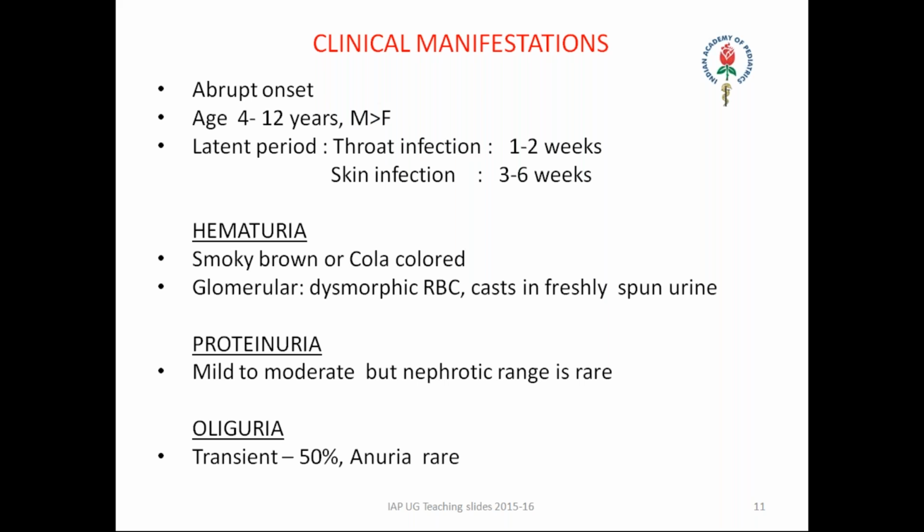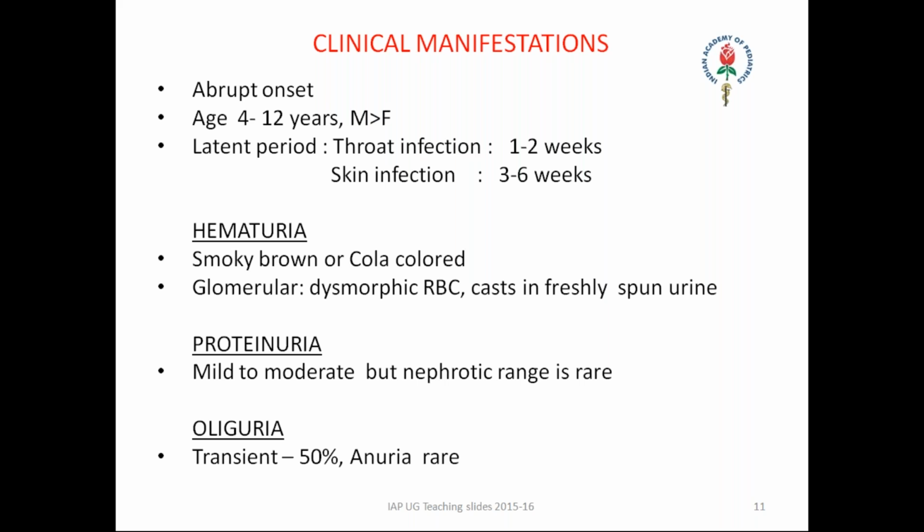Your clinical manifestations are an abrupt onset of disease, at 4 to 12 years of age. Male is more predominant than female. Preschool and school children are the most targeted. The latent period after throat infection is 1 to 2 weeks, that is 7 to 14 days, and after skin infection it is 3 to 6 weeks.